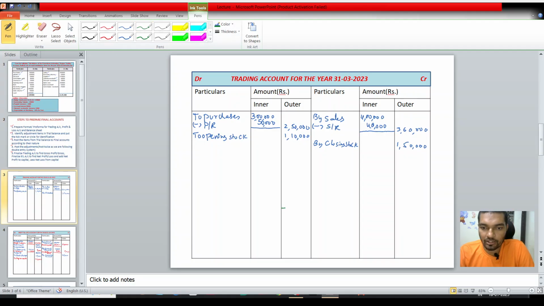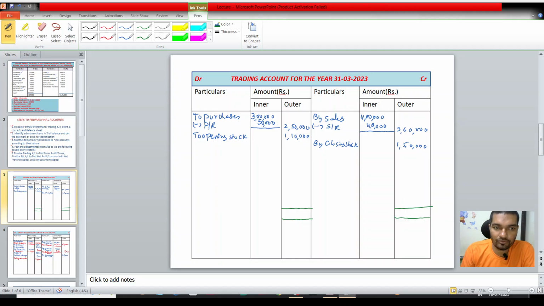Only the outer column we need to total, using a calculator. Initially we need to check whether the debit side balance under the trading account is higher or the credit side balance is higher. By looking at these items we can understand that the credit side balance in the trading account is more than the debit side balance, because the credit side figure is 3,60,000 rupees and the debit side is only 2,50,000 rupees, and moreover 1,50,000 rupees amount is available.